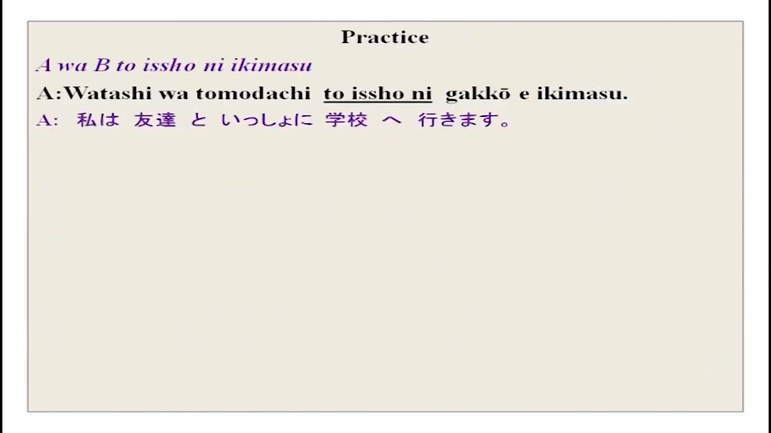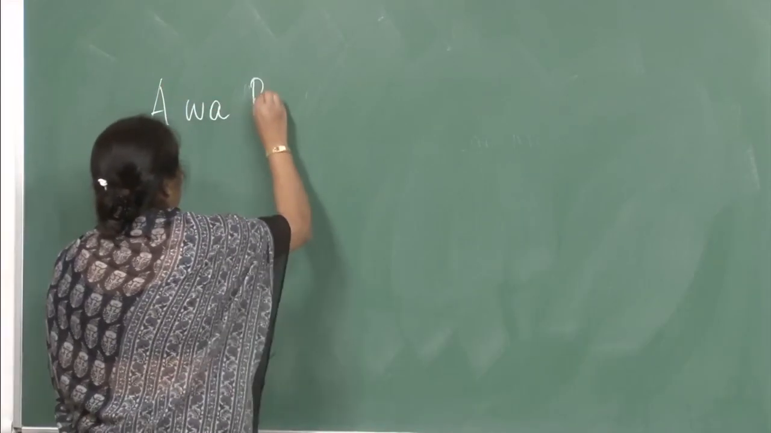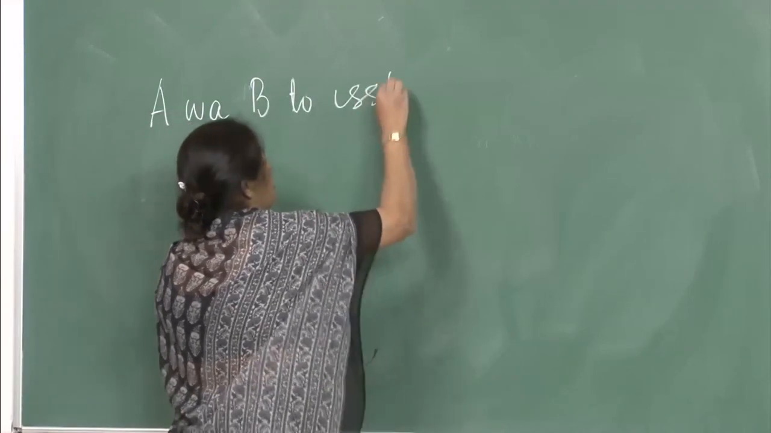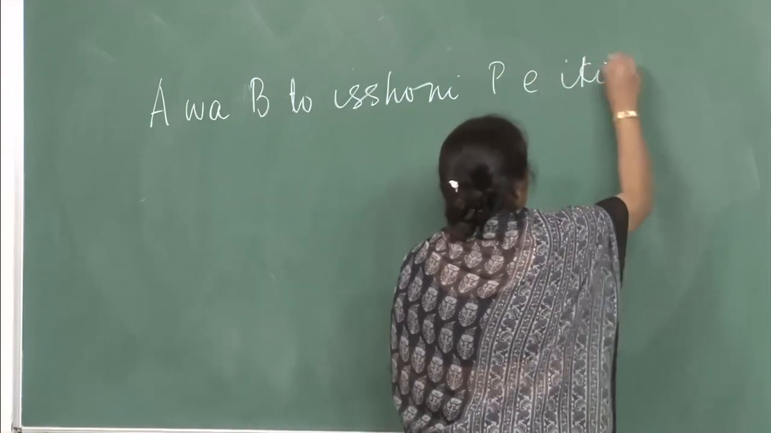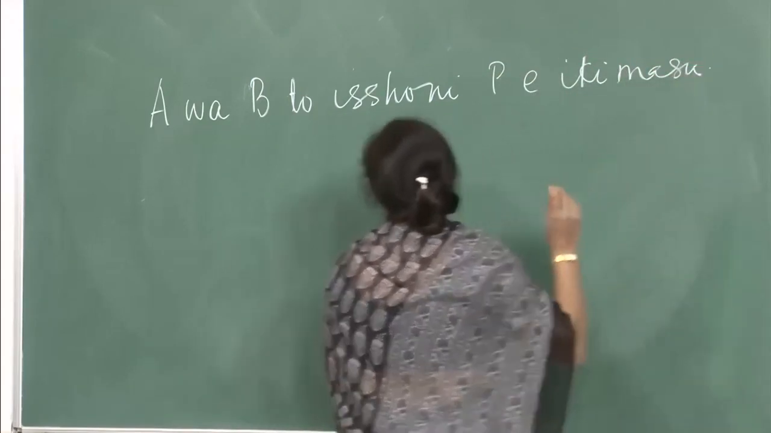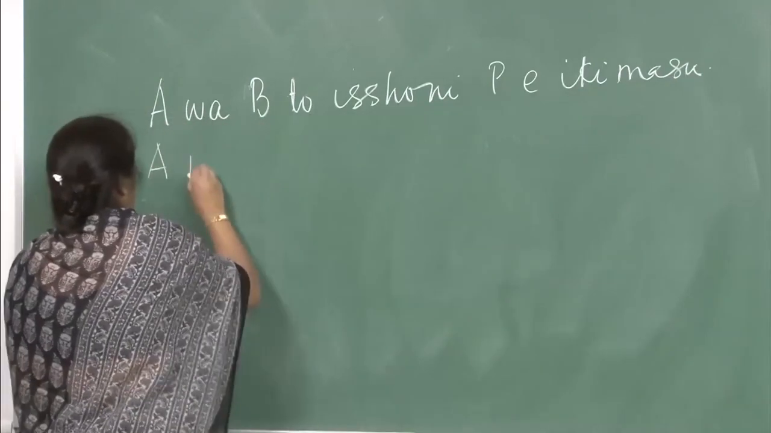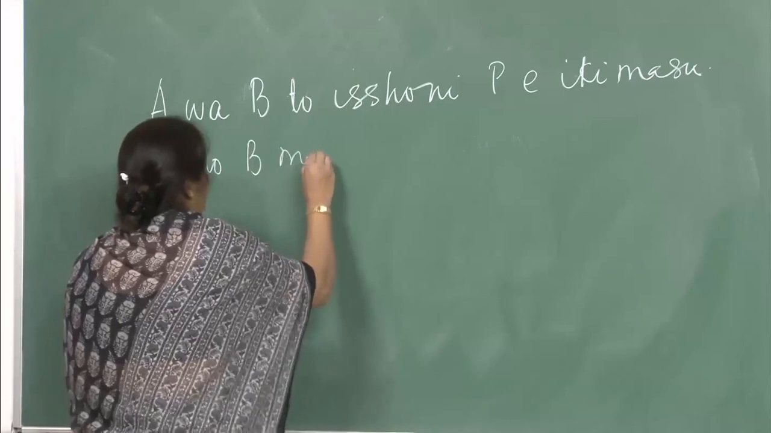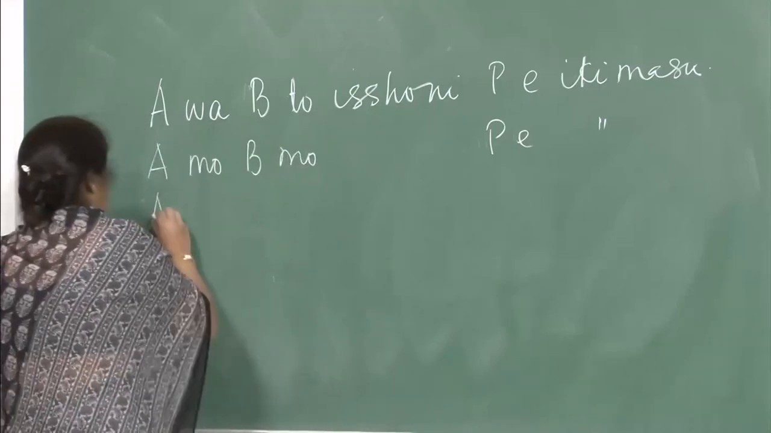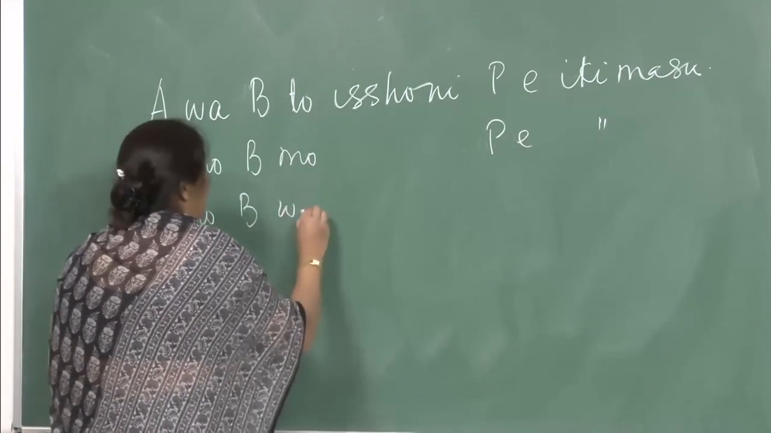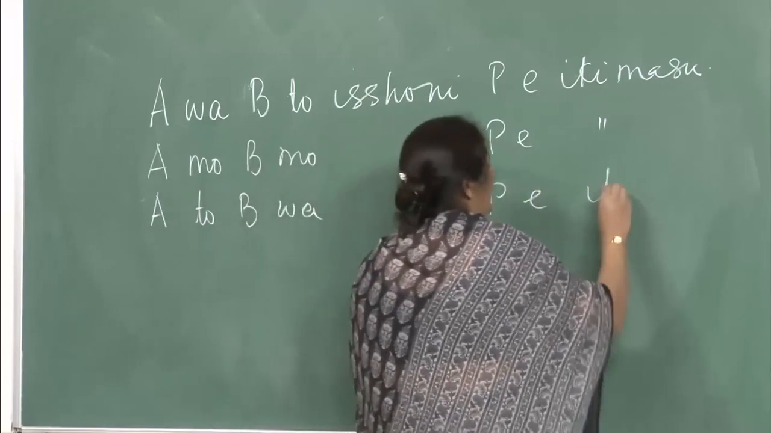Now, you also did, watashi wa tomodachi to issho ni gakko e ikimasu. You did, A wa B to issho ni place e ikimasu. Now, we just now did, A mo B mo place e ikimasu. A to B wa place e ikimasu.